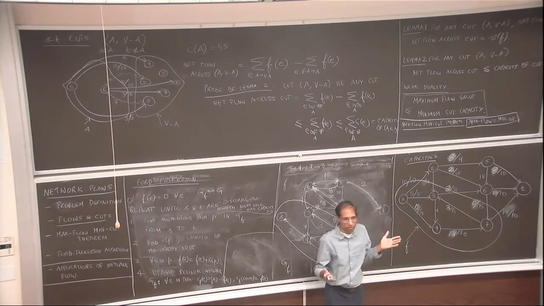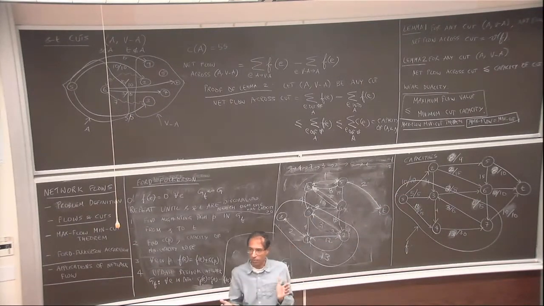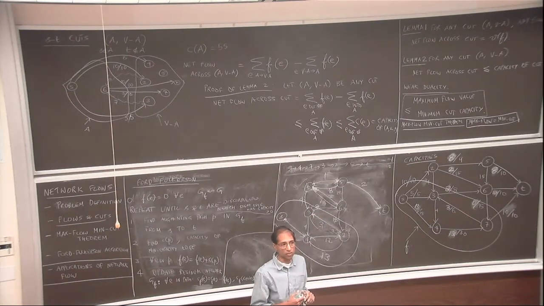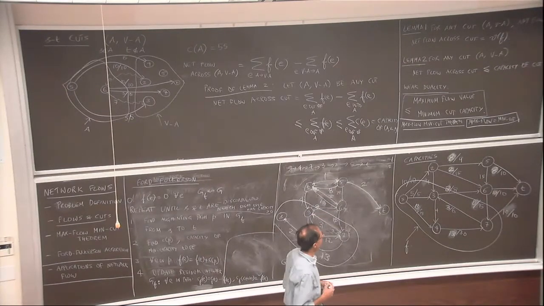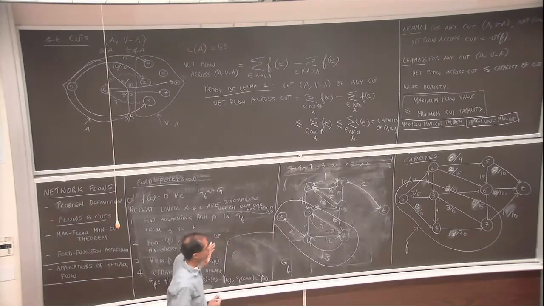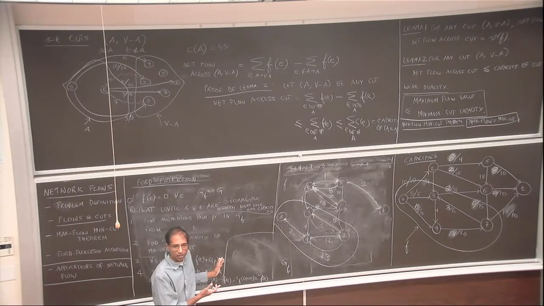So it's impossible for us to do any better. We cannot do any better. Why is that? Because we know that the maximum flow is less than or equal to the capacity of any cut. So that's the beauty of this algorithm. It will not only give you the actual flow, it will also tell you where the minimum cut is.